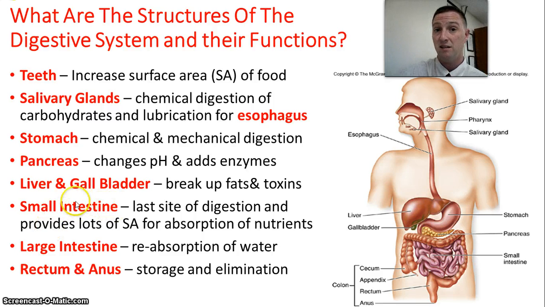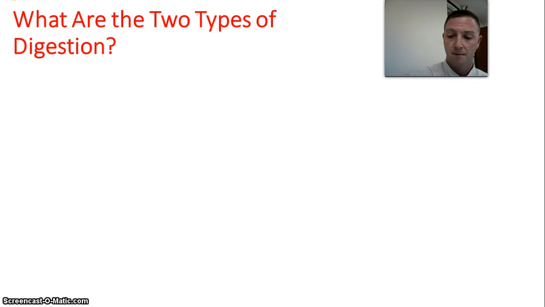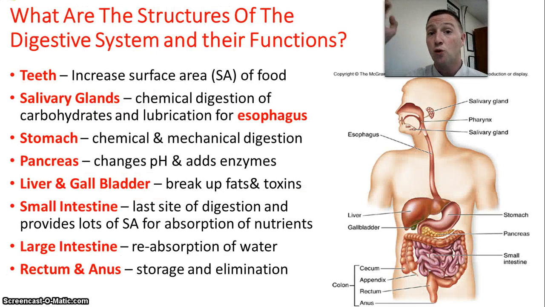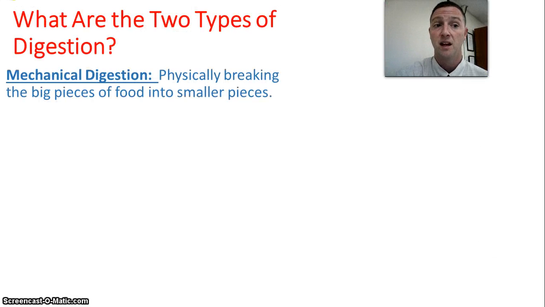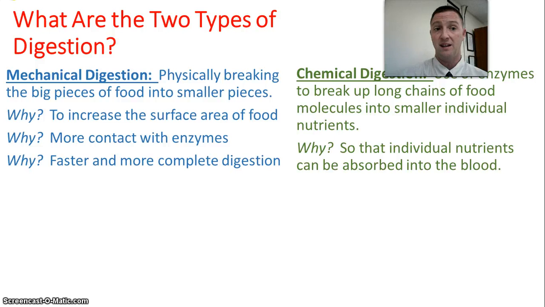You got your small intestine, where you get the last of the digestion, but really the big job of that is absorption of nutrients. Large intestine, absorption of water. Rectum and anus, that's your storage. Make it solid, then eliminate it. Okay? So really looking at structures and what they do. Need to know those. Then there's two big types of digestion.